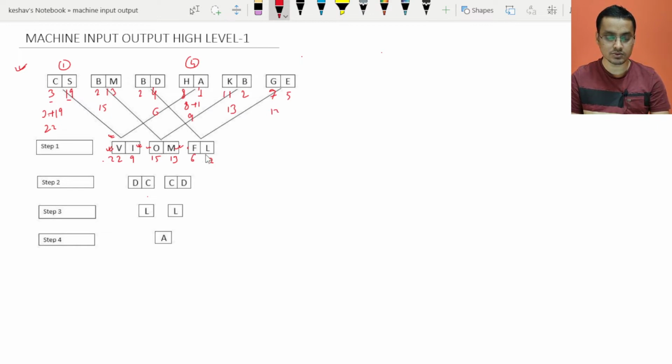So that is equal to L. So L will be that alphabet. Okay, so I hope you understood all the logic of step 1. Now let's see step 2. Let's move to step 2.